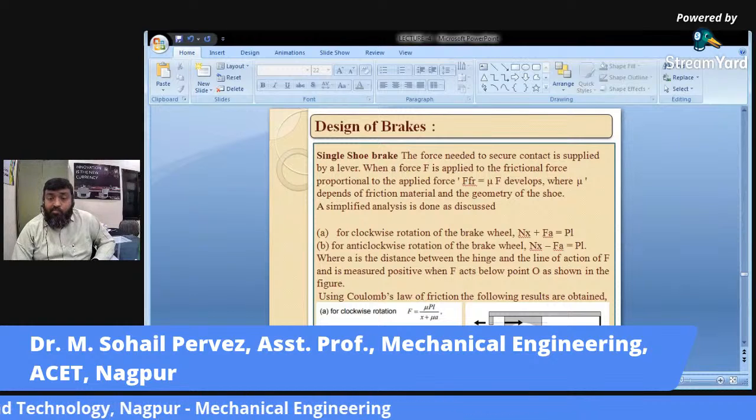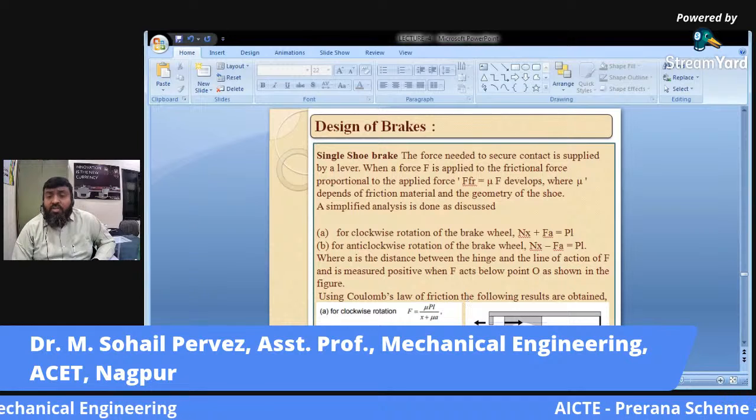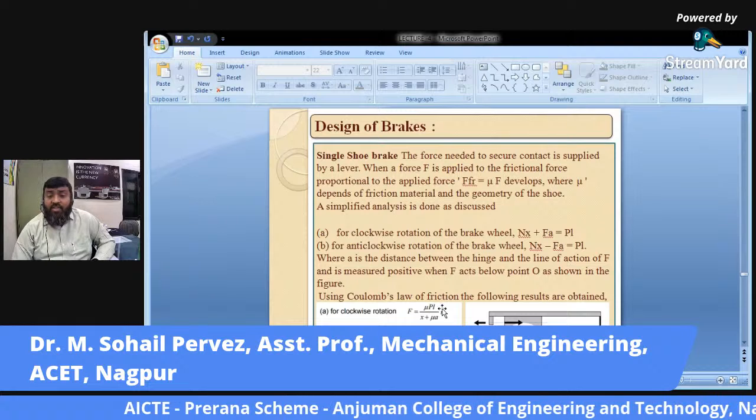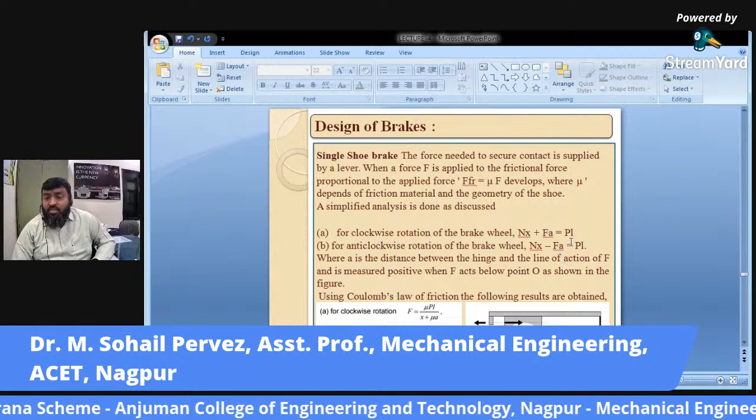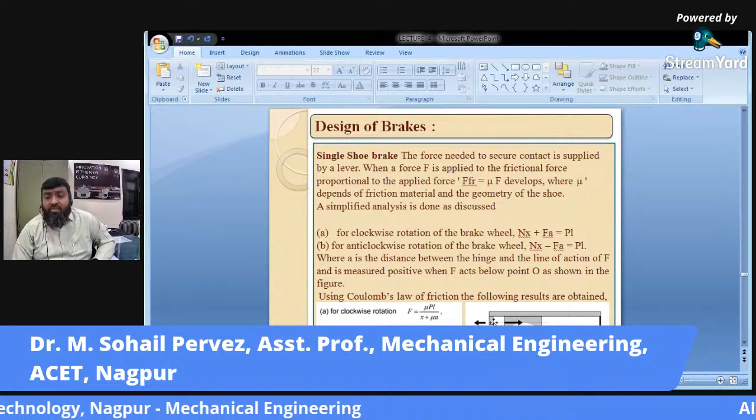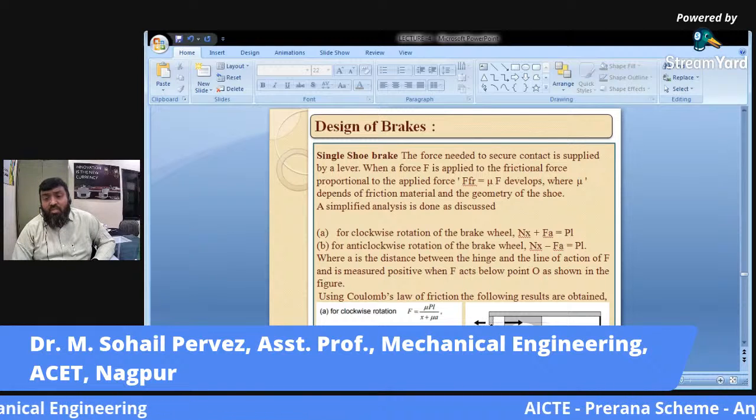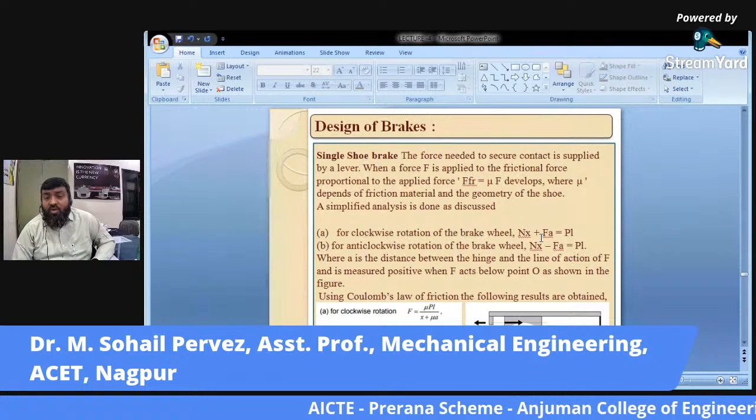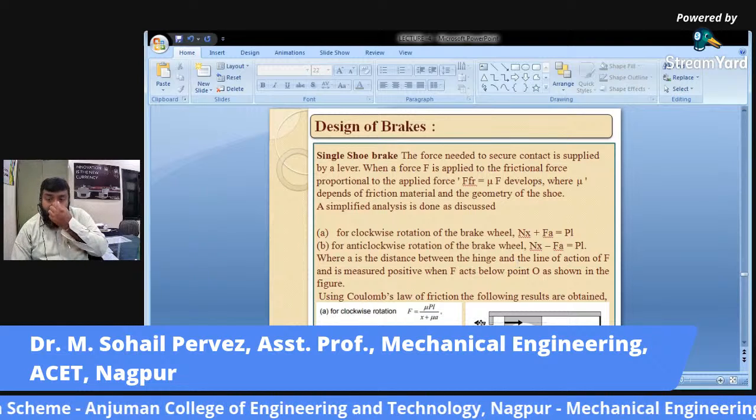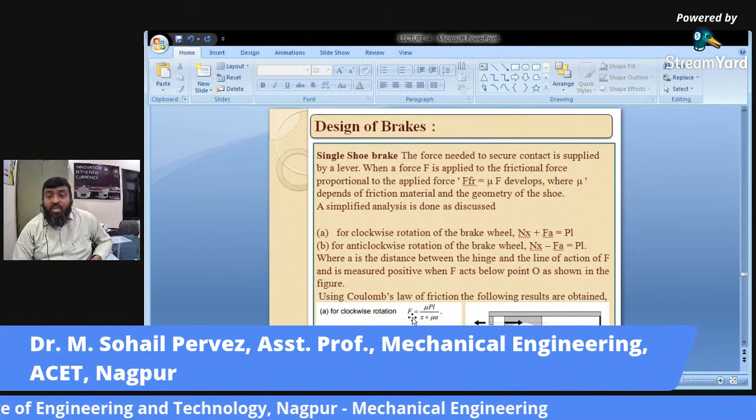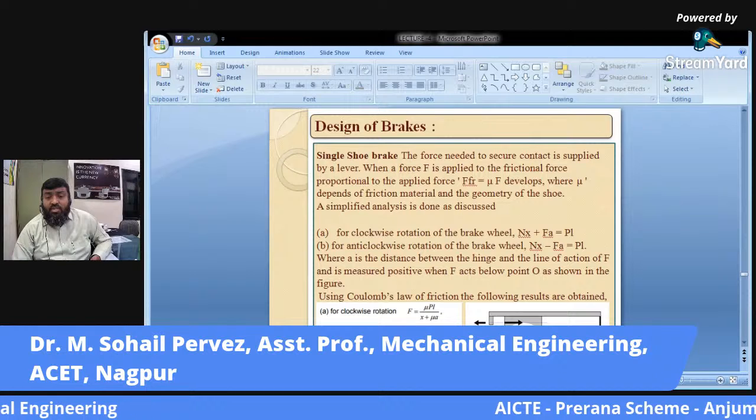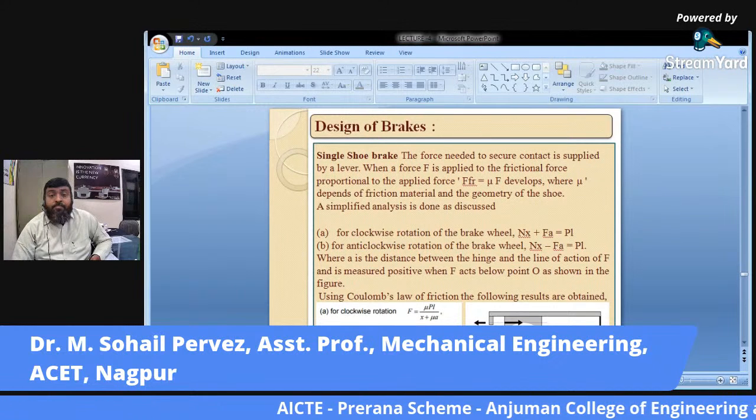Please mind well, the rotation of the drum, clockwise or anti-clockwise, is an important aspect in deciding how the forces will be calculated, by taking moments about some point. Generally that point is the pivot point O, or the reference point O. Then this is the equation for clockwise rotation and for anti-clockwise rotation. Now, using Coulomb's law of friction, the following results may be obtained. For clockwise rotation, how much F or P will be required? F or P, both can be calculated from these two equations for clockwise and anti-clockwise rotation.